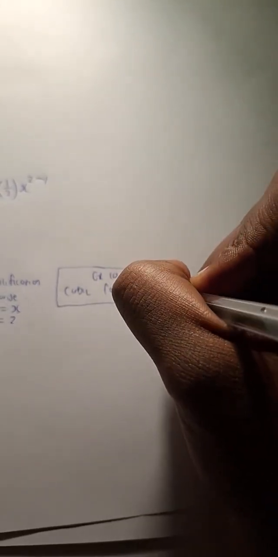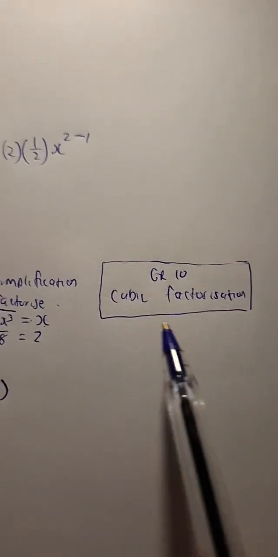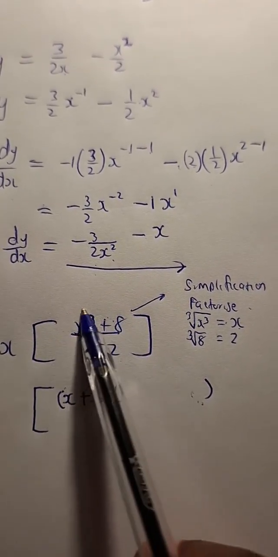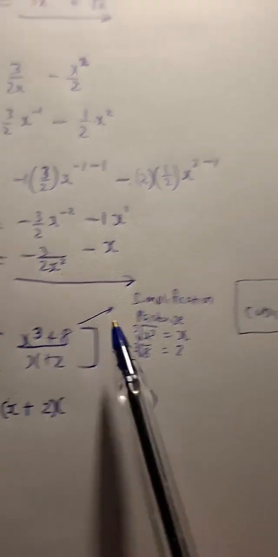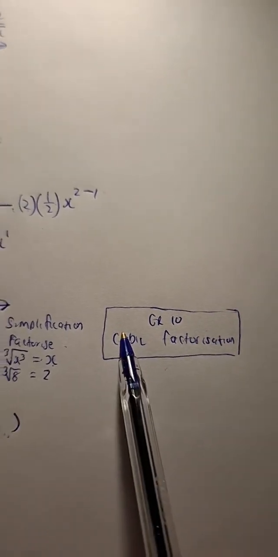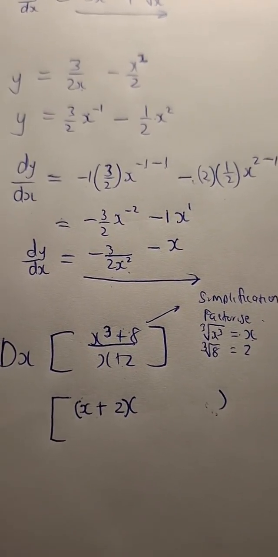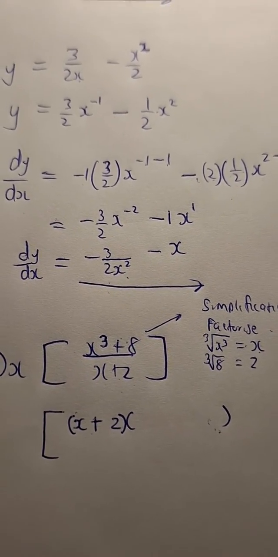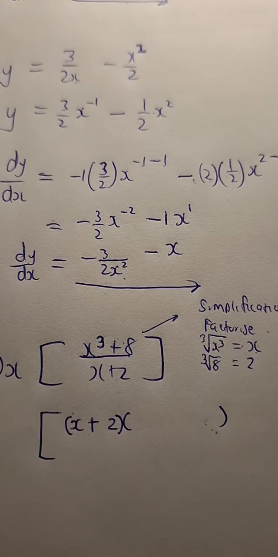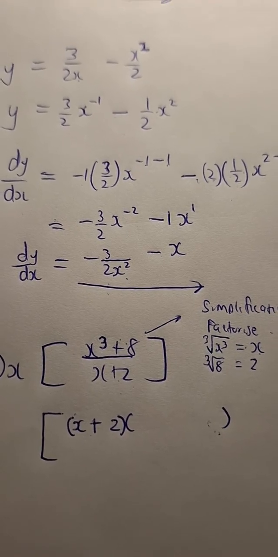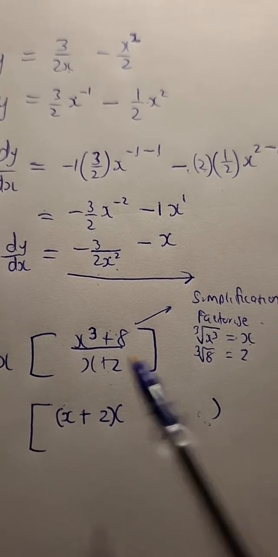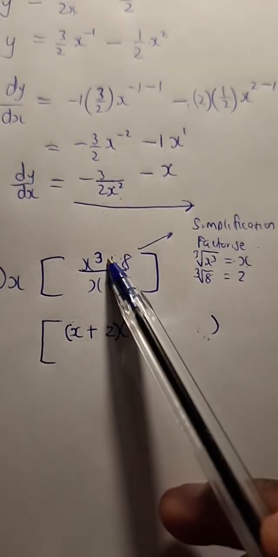My grade 10 learners who have done term 1 would tell you that this is cubic factorization. So if you look at the numerator, this is cubic factorization from grade 10. In grade 10 you learned various types of factorization. You did highest common factor, difference of two squares, trinomial factorization, all sorts of types of factorization, and this one was there in the grade 10 syllabus.